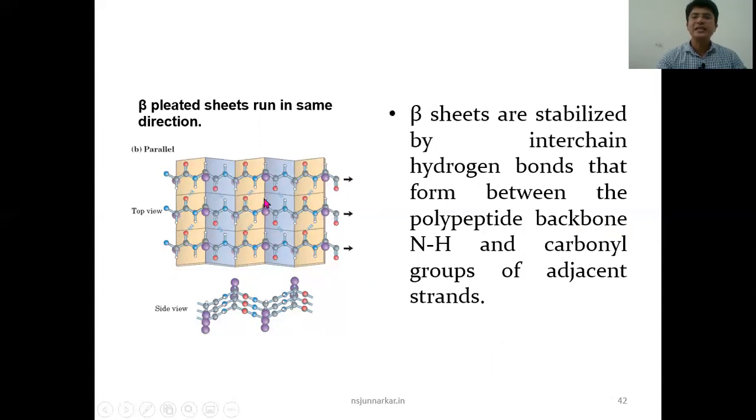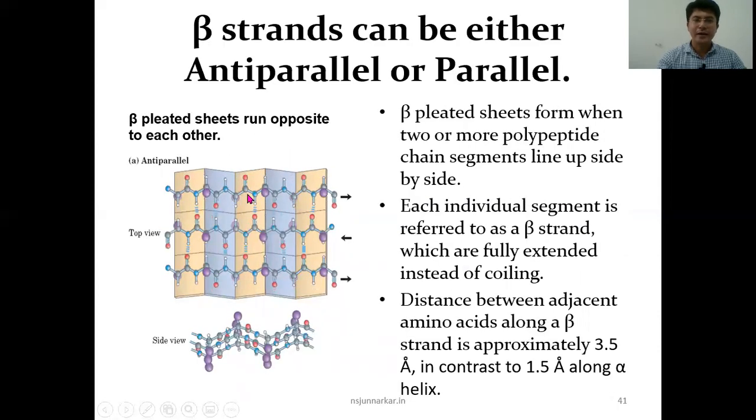These beta sheets are stabilized by the interchain hydrogen bonds that form between the polypeptide backbone amino and carbonyl groups of the adjacent strands. You can have a look at the hydrogen bonds between the amino and carbonyl groups of the beta strands; they are slightly different from the hydrogen bonds between the strands in the antiparallel arrangement.